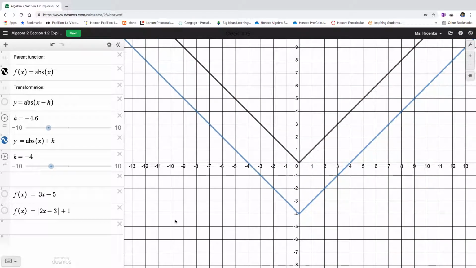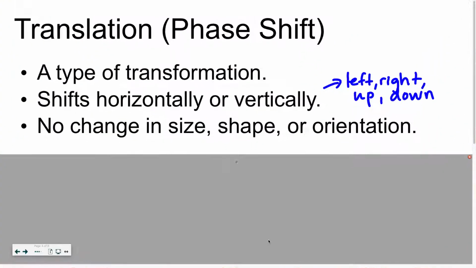Okay. Do those translations sound familiar to you? Have you ever studied h and k before? Some people are nodding yes. Okay, awesome. So let's put those down into our notebook.